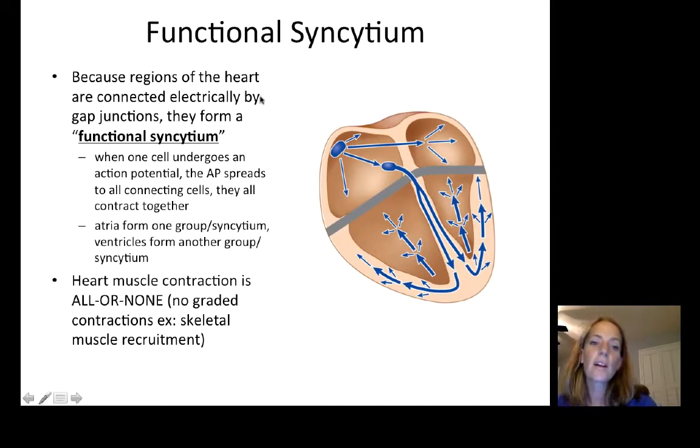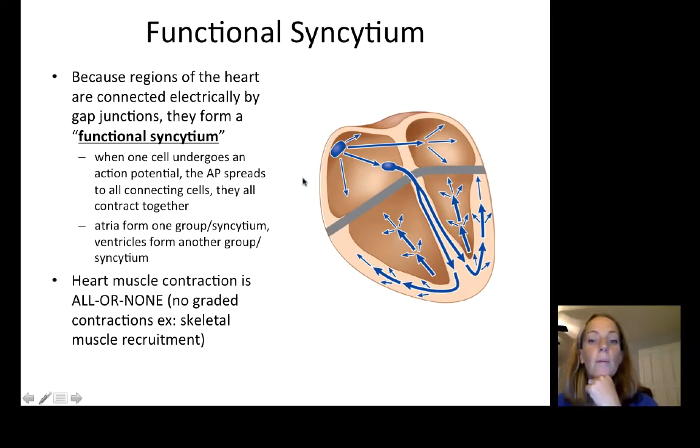Because the regions of the heart are connected electrically by these gap junctions, they form what we call a functional syncytium. So syncytium means that they are a functional unit. So when one cell has an action potential, the action potential spreads to all the nearby connecting cells, and all the cells will contract together. So it'll be zero delay between the action potential in one cell and the action potential in the next door cell. It's going to go all the way through and then everything will contract together.